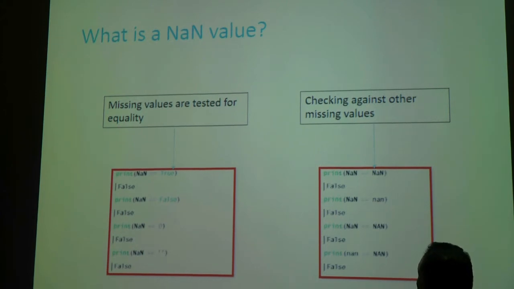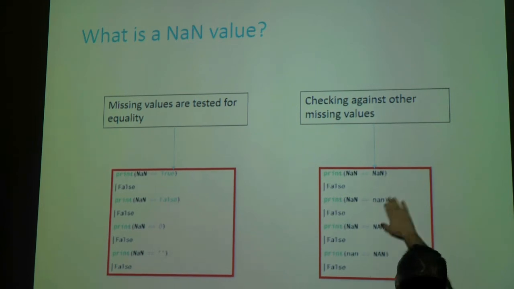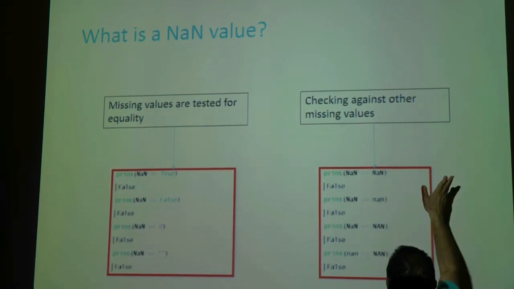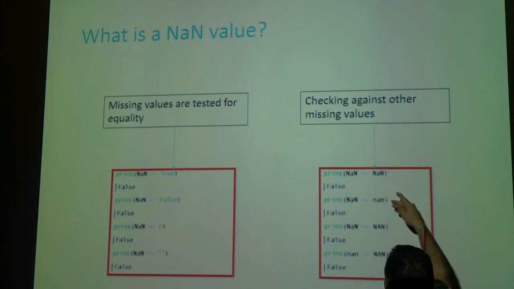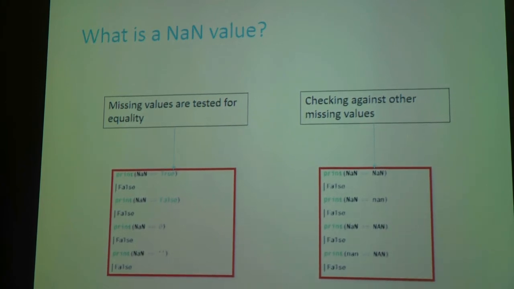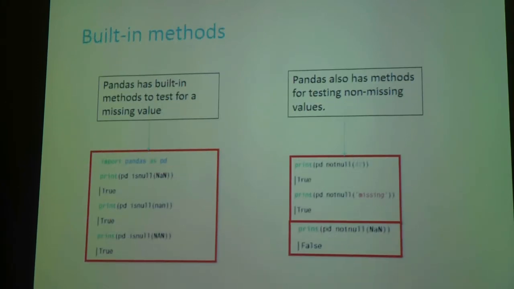Alright, so checking against other missing values. Does NaN equal NaN? False. NaN equals NaN, False. So anyways, NaN is a representation for the empty data in your data, right?